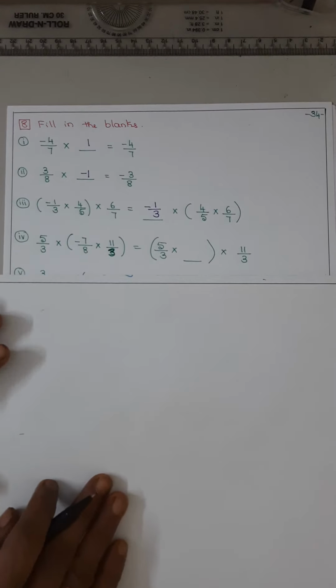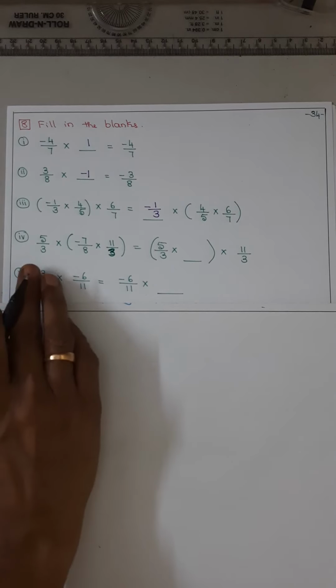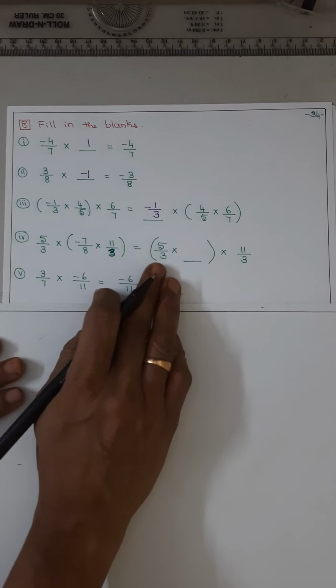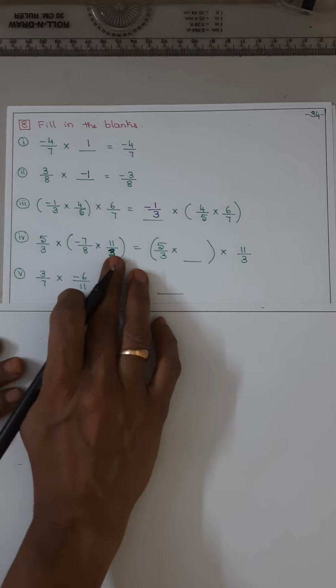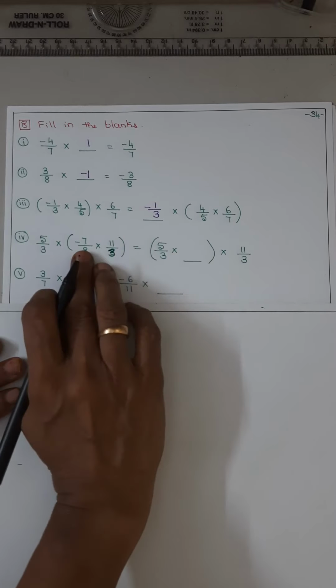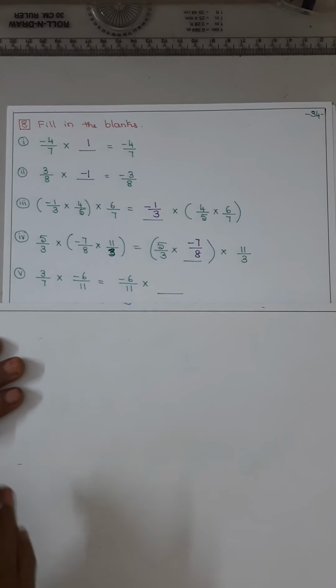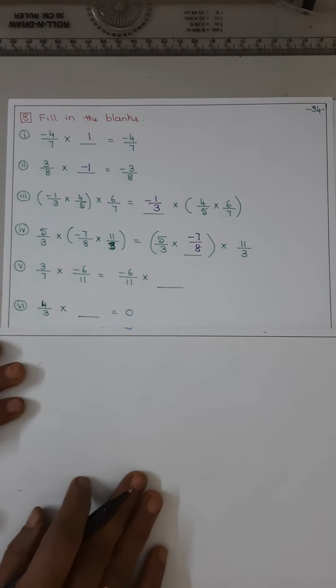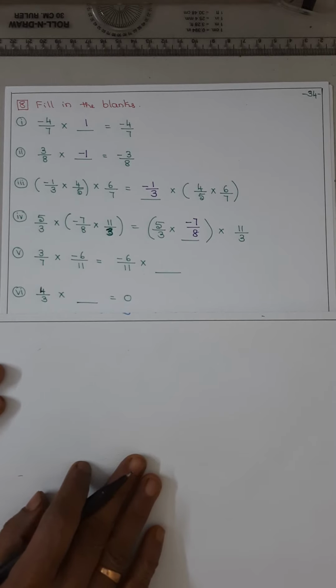Now coming to that is associative property. Hope you remember. 5 by 3, 5 by 3. Minus 7 by 8, not there. 11 by 3, it is there. So it will be minus 7 by 8. Next, even this is associative property, 3 numbers.